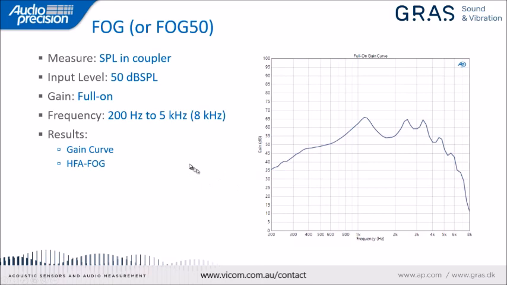The full-on gain, or FOG, sometimes called FOG 50. Here the input level is 50 dBSPL. The gain is at full-on gain, of course. The same frequency range as previously. And here we're going to measure the gain curve as shown here. And one of the important metrics is the high frequency average full-on gain, or HFA FOG.